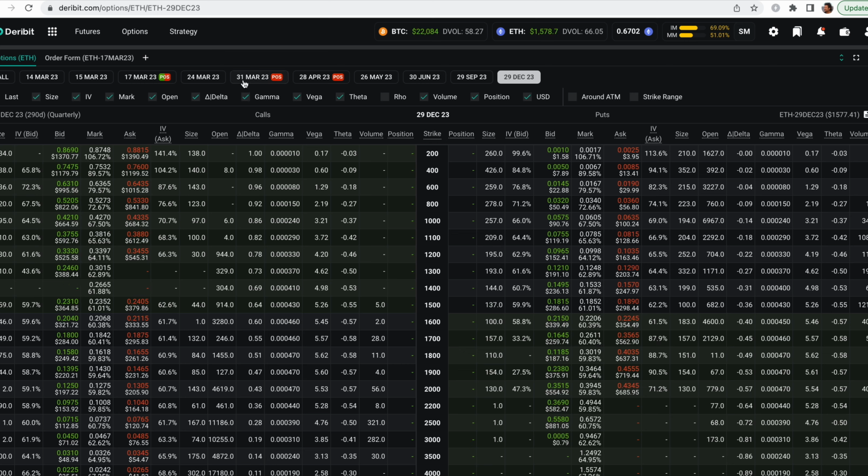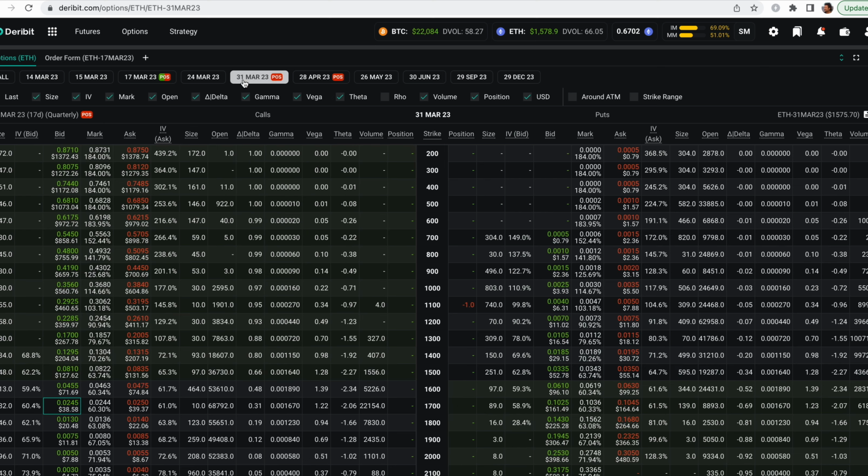I will show you an example with March 31. It is 17 days to expiry. That would be a monthly options contract, also a quarterly, but in our case it doesn't matter. What's more important at the moment is how many days there are left till the expiry. And also we can see that Ethereum right now is trading at the price of $1,580. That will help us to understand what is happening and how to construct our options trades.